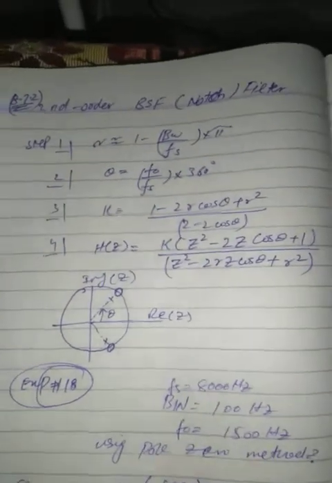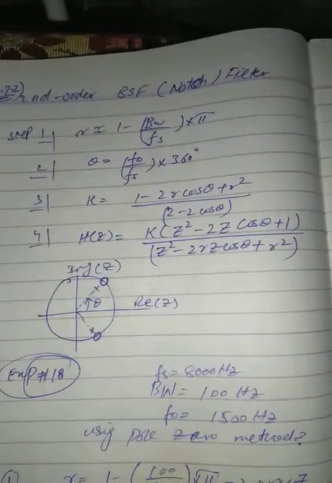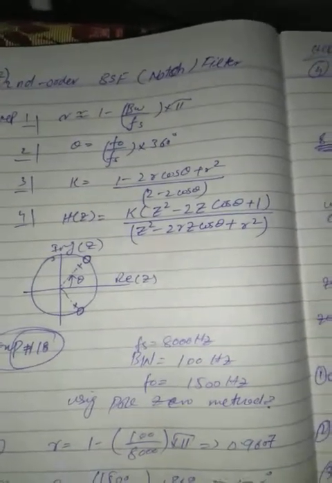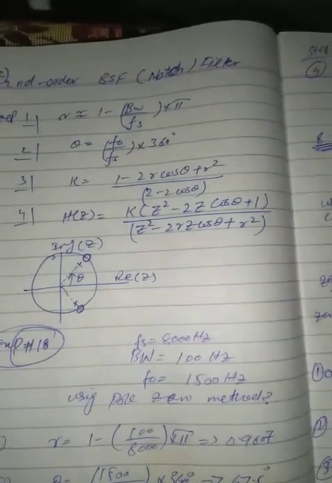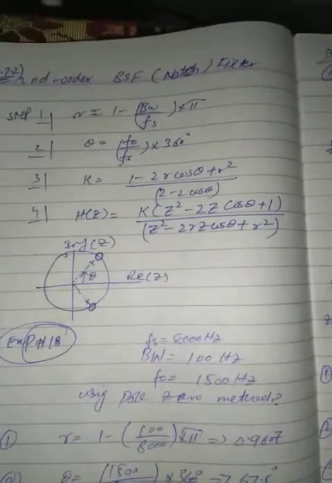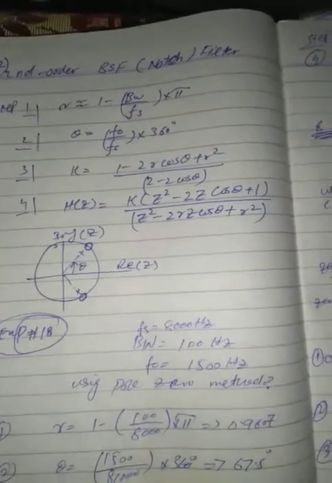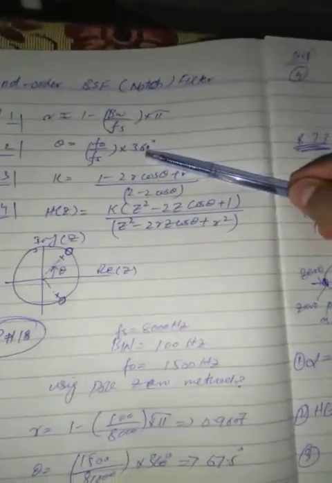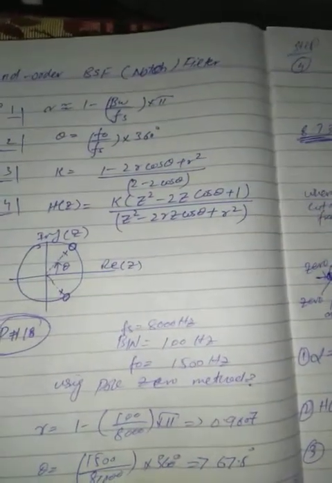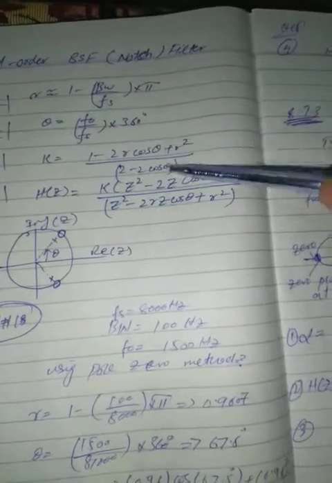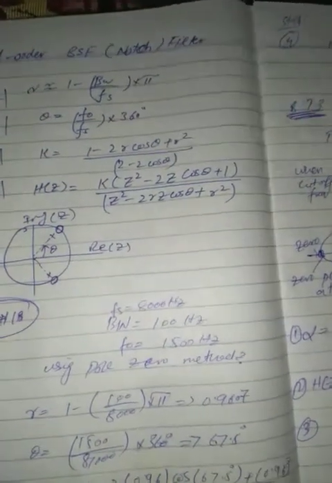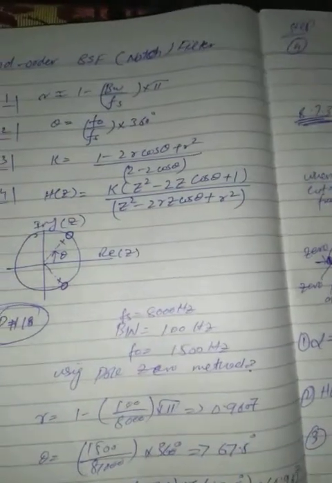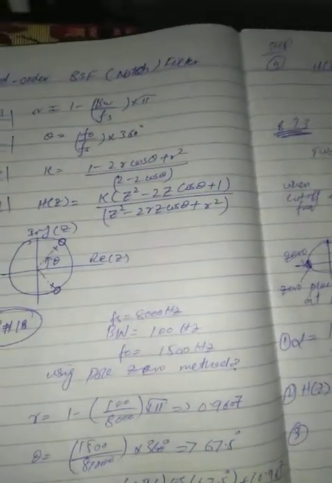In the last example I discussed the second order band pass filter, and in this one I will discuss the band stop filter. Here we also have to follow the 4 steps. First, I have to calculate the value of r, using the same formula. Then theta, which is the angle made by the pole, and the next thing is k. Here the formula is changed with respect to the band pass filter; this is for the band stop filter. And the next thing is H(z), which is our transfer function.